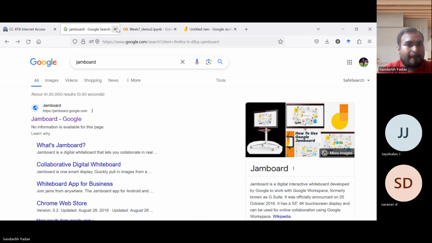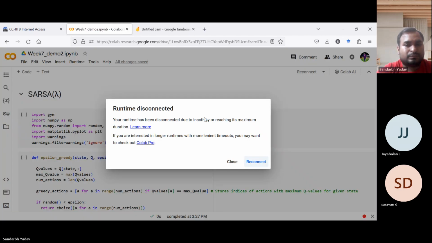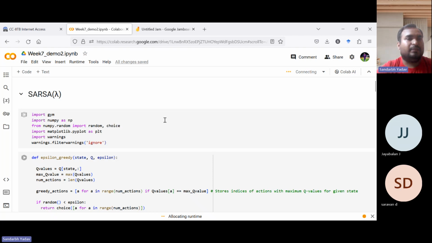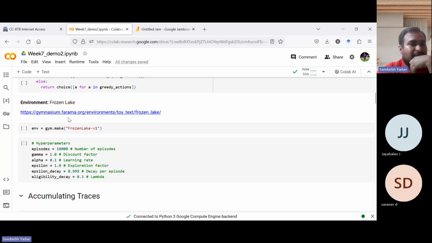Now we'll be moving to the second demo of today, which is SARSA lambda. So you remember this SARSA lambda algorithm. It's a control algorithm, a TD control algorithm, and we are basically decaying the eligibility by this lambda. So here the problem which we will be considering is this Frozen Lake.